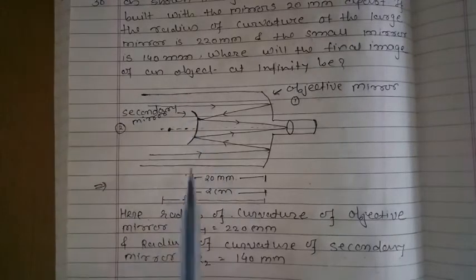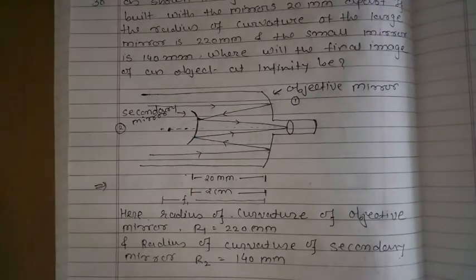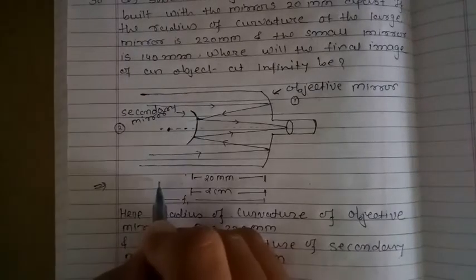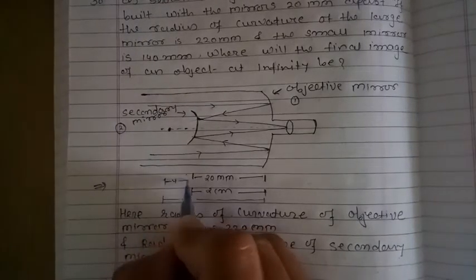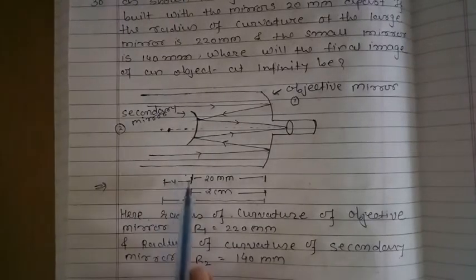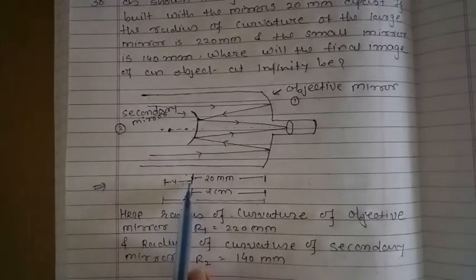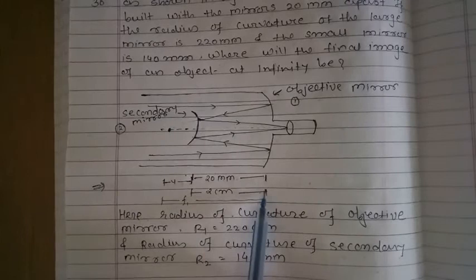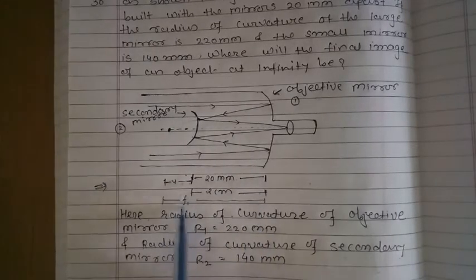So here the mirror is given, so we have to use the mirror formula, but we don't know the value of the object distance for the secondary mirror. First of all we have to find out the object distance for the second mirror. If we have to find the value of u, then we have to subtract this 2 centimeter from f1.